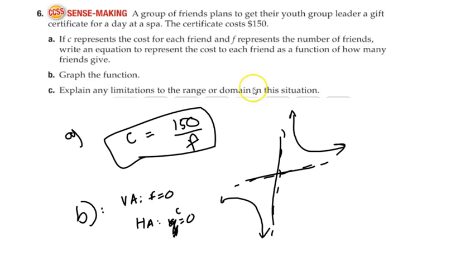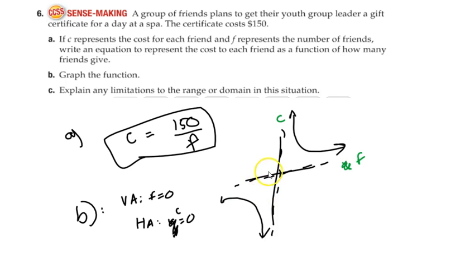Explain any limitations to the range or domain of the situation. What are some limitations? Remember, we're talking about cost. This is my F, and this is my cost. The more friends I have, the less it's going to cost each one. If we have 30 friends, it's going to cost each of us a little bit. If I have no friends, like me in high school, then it's going to cost me a lot. One friend, 150 divided by 1. Ouch. But does it make sense?